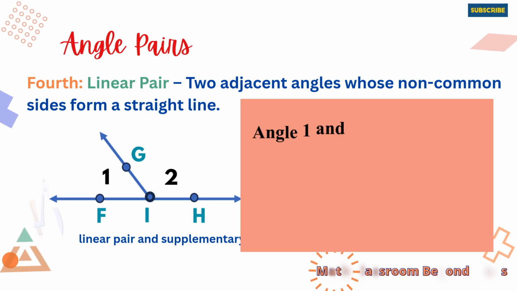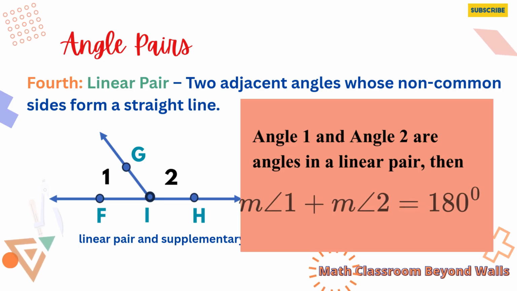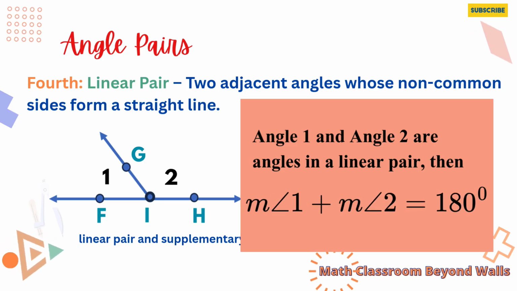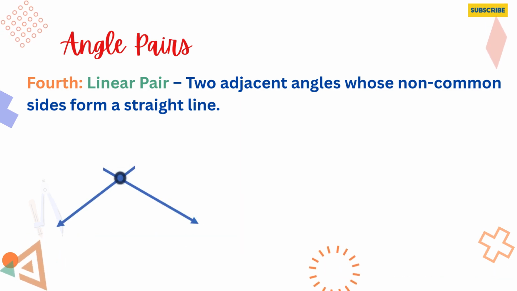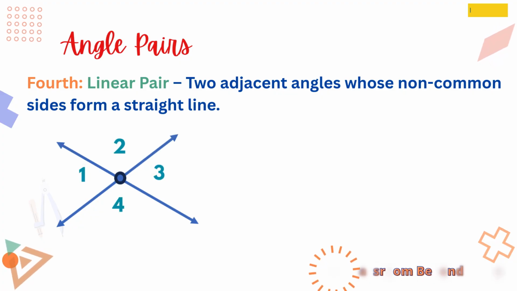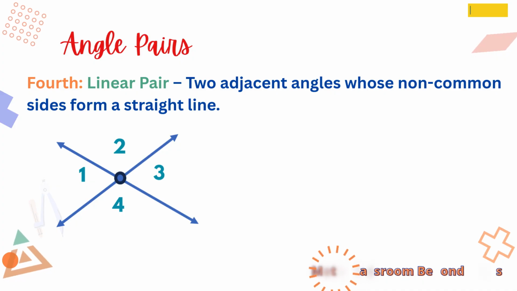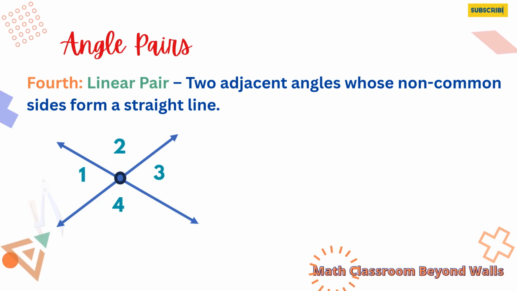If angle 1 and angle 2 are angles in a linear pair, then the measure of angle 1 plus the measure of angle 2 is 180 degrees. Now, two intersecting lines create four linear pairs. You should know this. Every pair shares a vertex and a common side. Here are the four pairs.